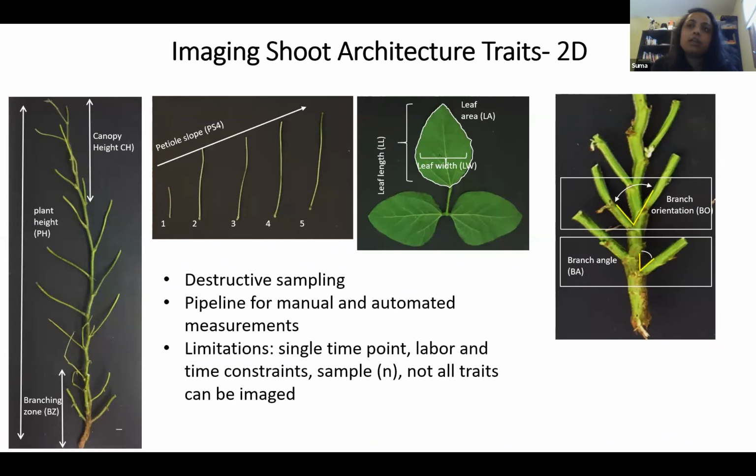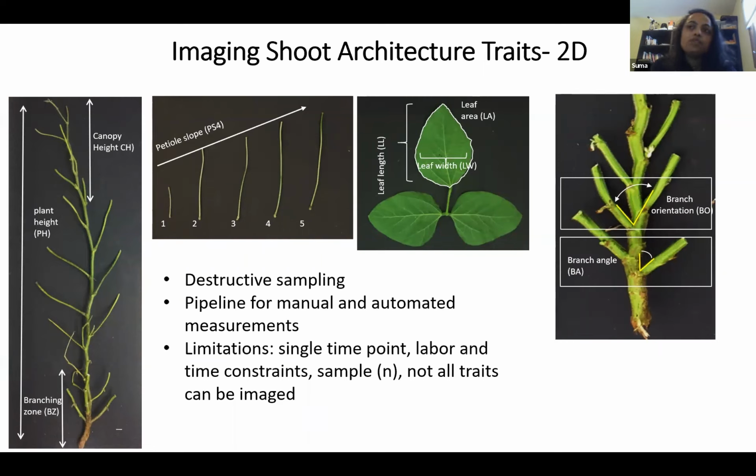These are architecturally very different or distinct, and we want to ask why they are different from each other. What features or traits make them different? So we decided to do a small study, essentially using destructive sampling, which means you cut off the plant in the field, and you either image in the field or bring it to the lab and study it.